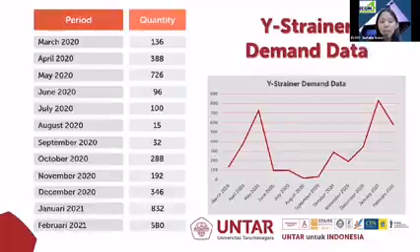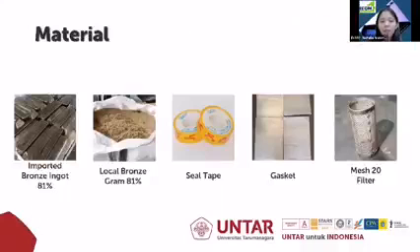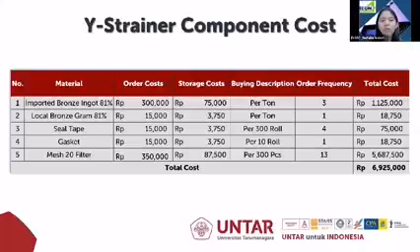The data collected is Wise Trainer products demand data from March 2022 to February 2021, which will be the basis for forecasting calculation to estimate future demands. And these are the materials used to produce the Wise Trainer. Then this is the raw materials procurement cost, which consists of ordering and storage cost. And this data will be the basis for the calculation of material requirement planning.